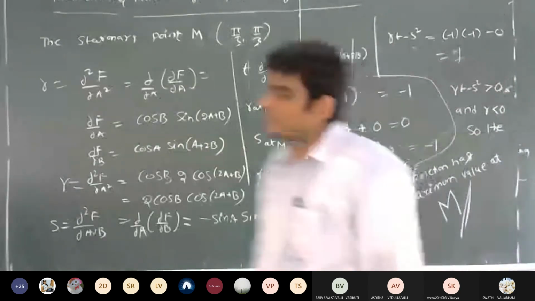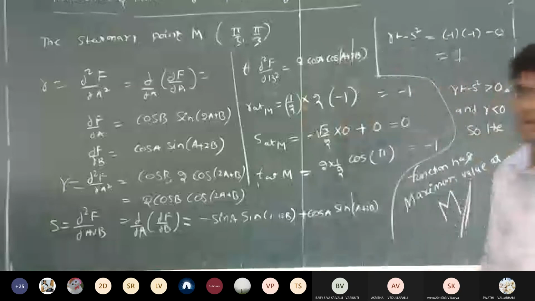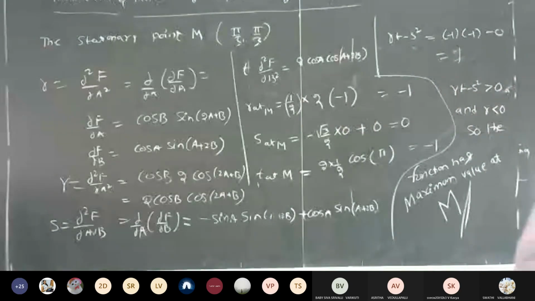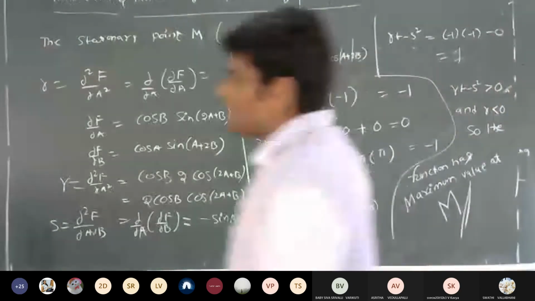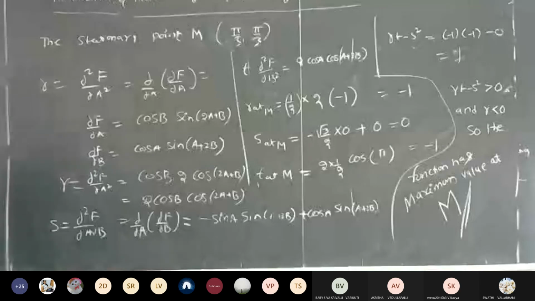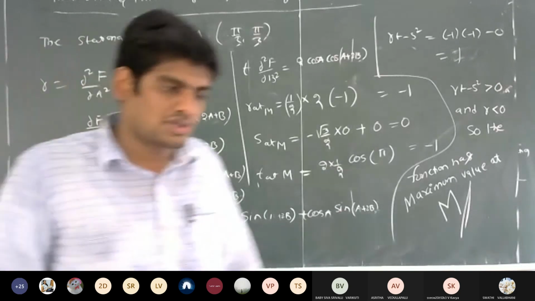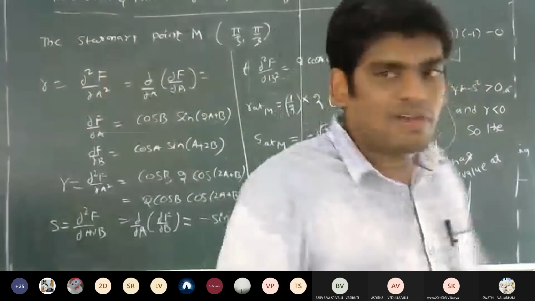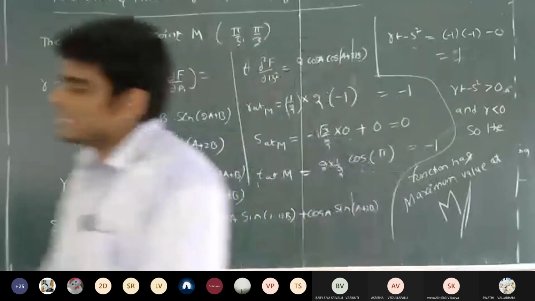So I will calculate the maximum value. You just substitute pi by 3 comma pi by 3 in capital F of a comma b. Then you will get the maximum value. I think that is 1 by 8. The maximum value is 1 by 8. So just substitute in capital F of a comma b. Is it clear? That is 1 by 8.